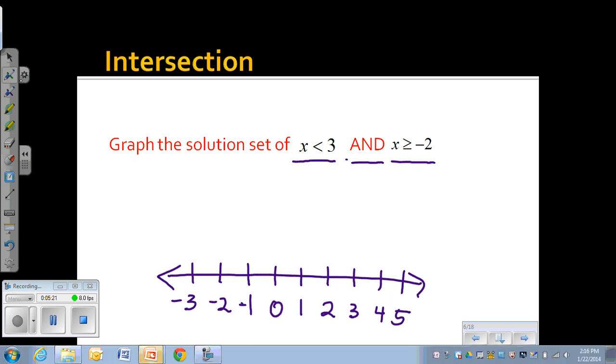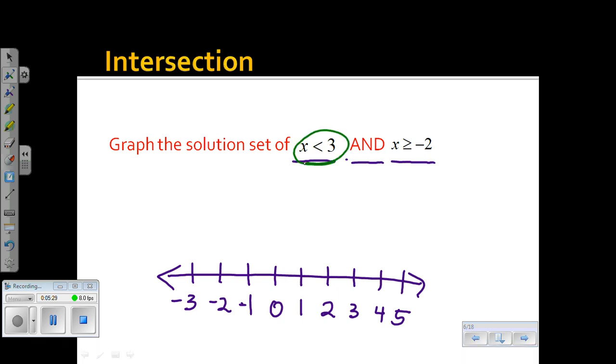Okay, now we're actually going to have to make two different graphs and then put them together into one. So I'm going to start with this one. X is less than 3. Okay, just like we talked about last week, less than is an open dot, and less than would be pointing to the left.